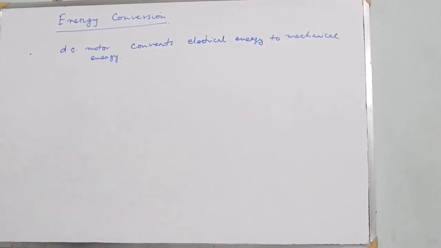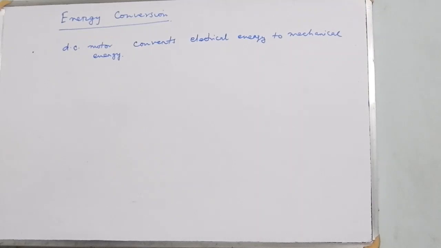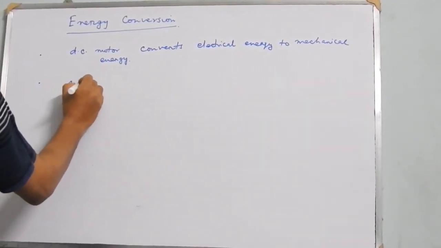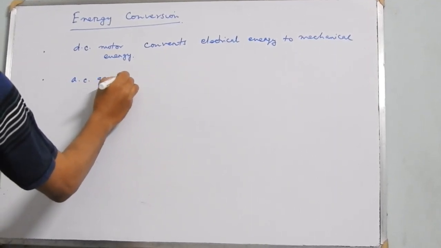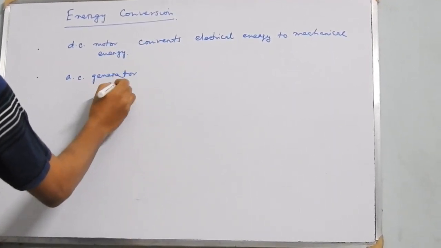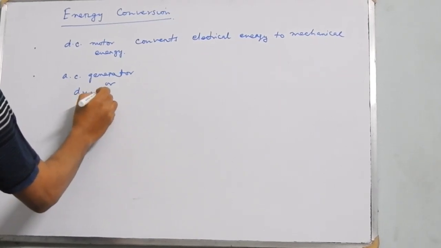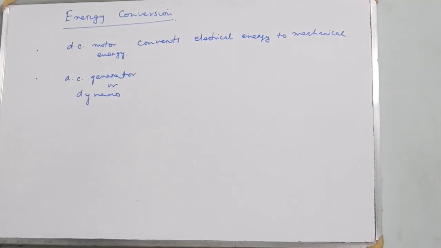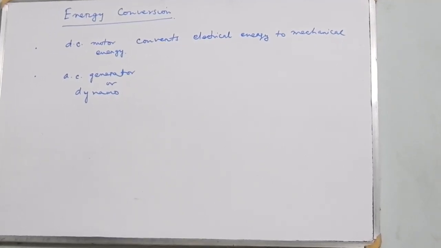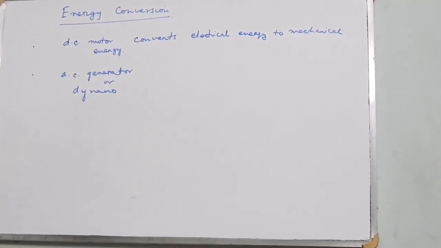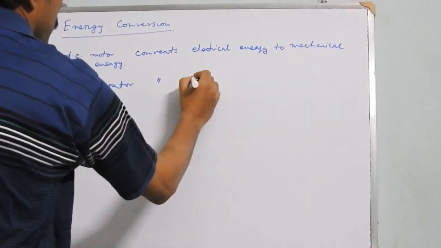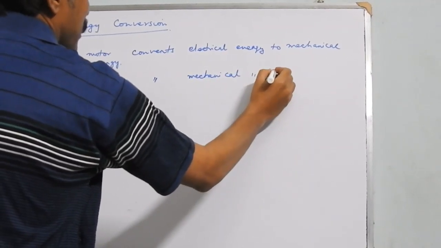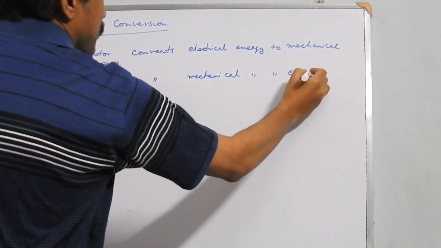On the other hand, if we consider an AC generator or a dynamo, this AC generator consists of a coil which rotates in a uniform magnetic field, and therefore it converts mechanical energy to electrical energy.